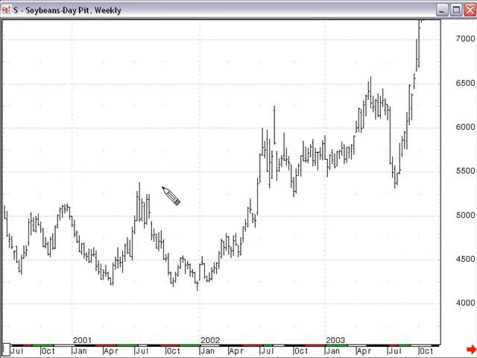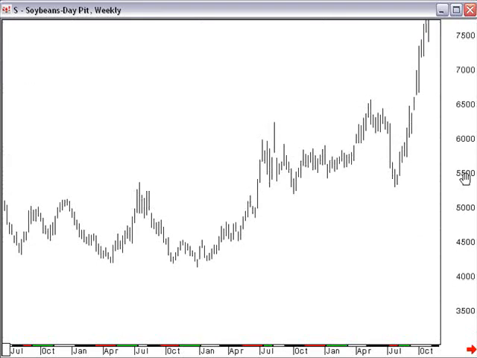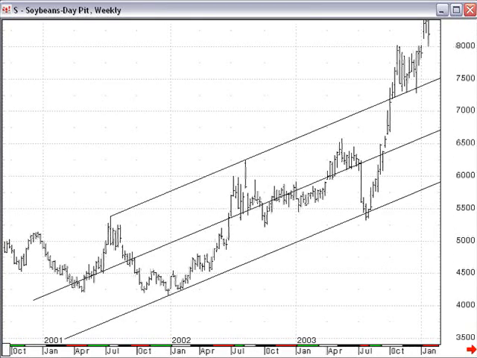Or another way, we can connect the highs and take it from the intervening low here. And as you can see, this was soybean weekly, the reversal that occurred in price at the lower boundary line.